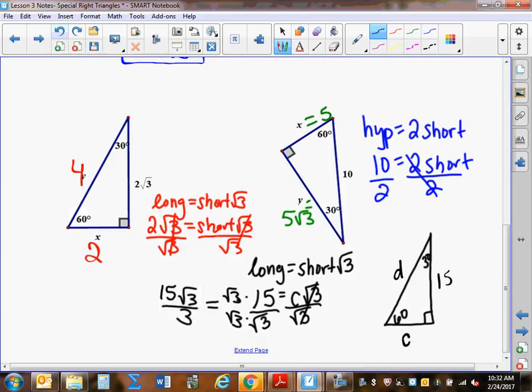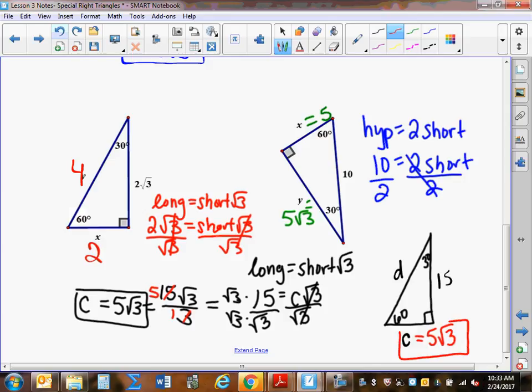Do we agree with that? Okay. Now can I reduce this? In what way? Good. The 15 and the 3 can reduce. Be careful, we can't reduce the radical 3 and the 3. Just the 15 and 3, the number outside your radical. So these are both divisible by 3. That's 5 and 1. So we have 5 root 3 is C. Do we agree with that? Good. So C is 5 root 3.